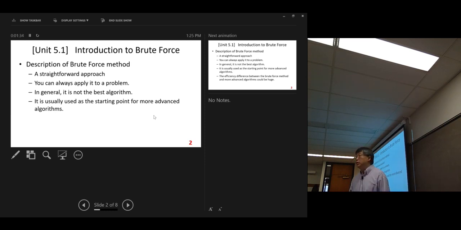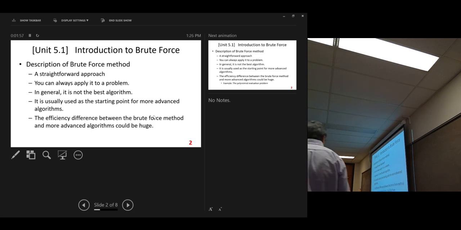Now, our goal is to find the most efficient algorithm. But at the beginning, we do not quite understand the problem. So we try the brute force method to help us understand the problem. That's why that step is also useful for us. The efficiency difference between the brute force method and the more advanced ones could be huge. Later, the difference is extremely big.